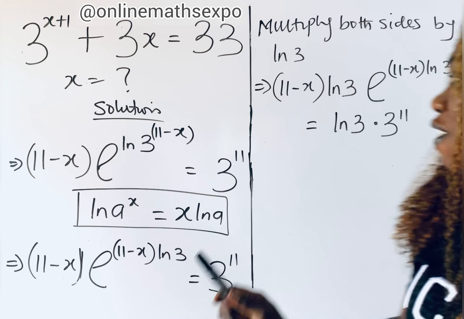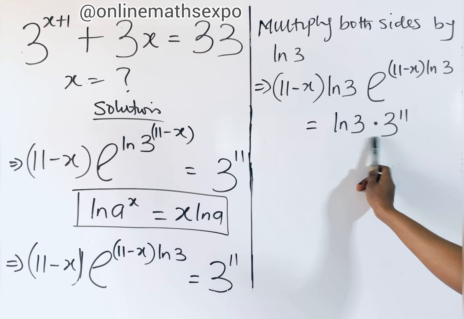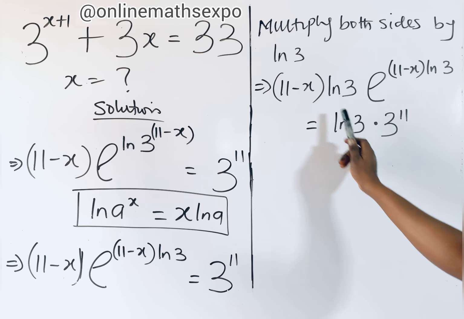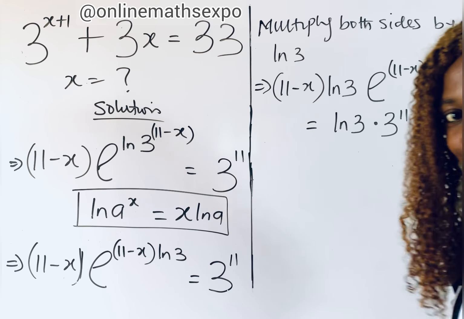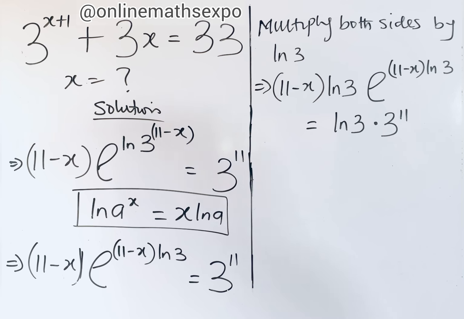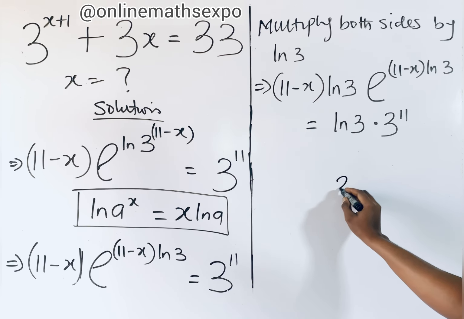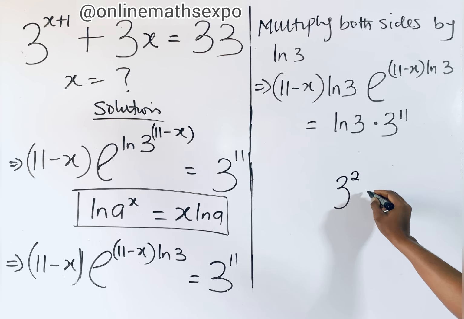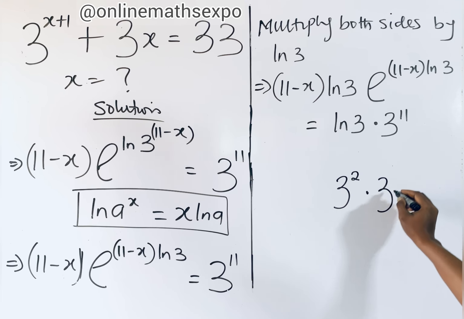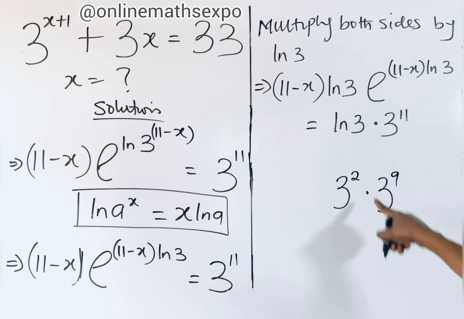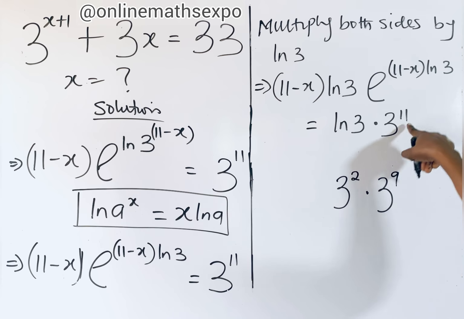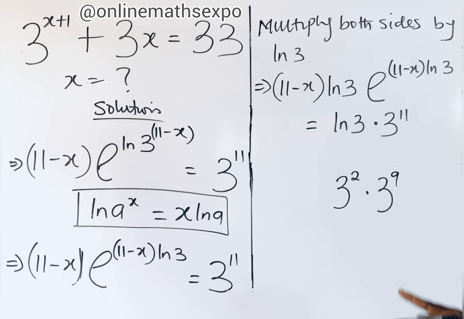But wait, we can also do a little adjustment on the right side so that we apply it on both sides of the equation. Now to do that, we just also know that 3 to the power of 11 can be rewritten as 3 to the power of 2 multiplied by 3 to the power of 9. Because when you add these powers, it gives you back 11. Now what do we do?